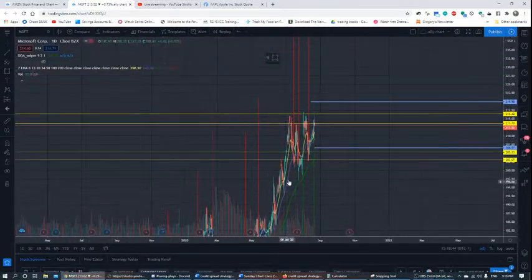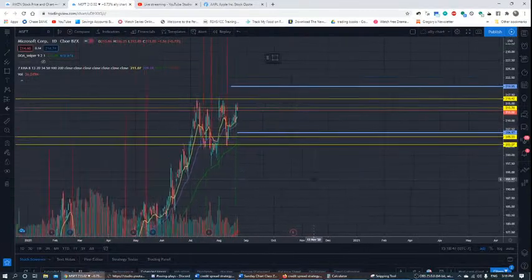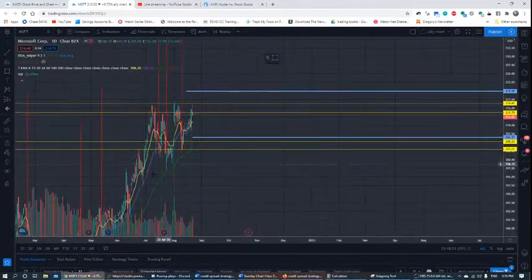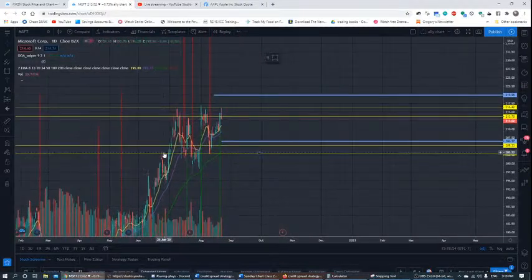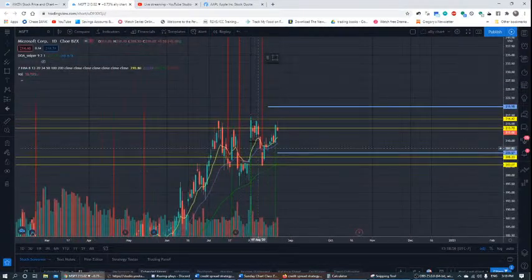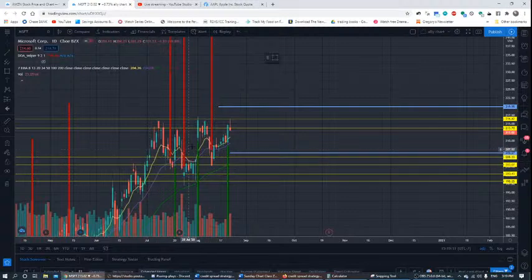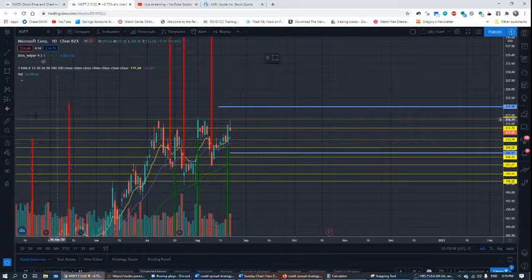Looks like Microsoft hasn't been here for a while. I mean, this is kind of new, so I'm still working with the zones for these. But we know that right here we built up some other support too. So we consolidated in this area before we pushed up. Just looking at this, we can establish this is a zone as well because there are a lot of candles and a lot of support built around here.